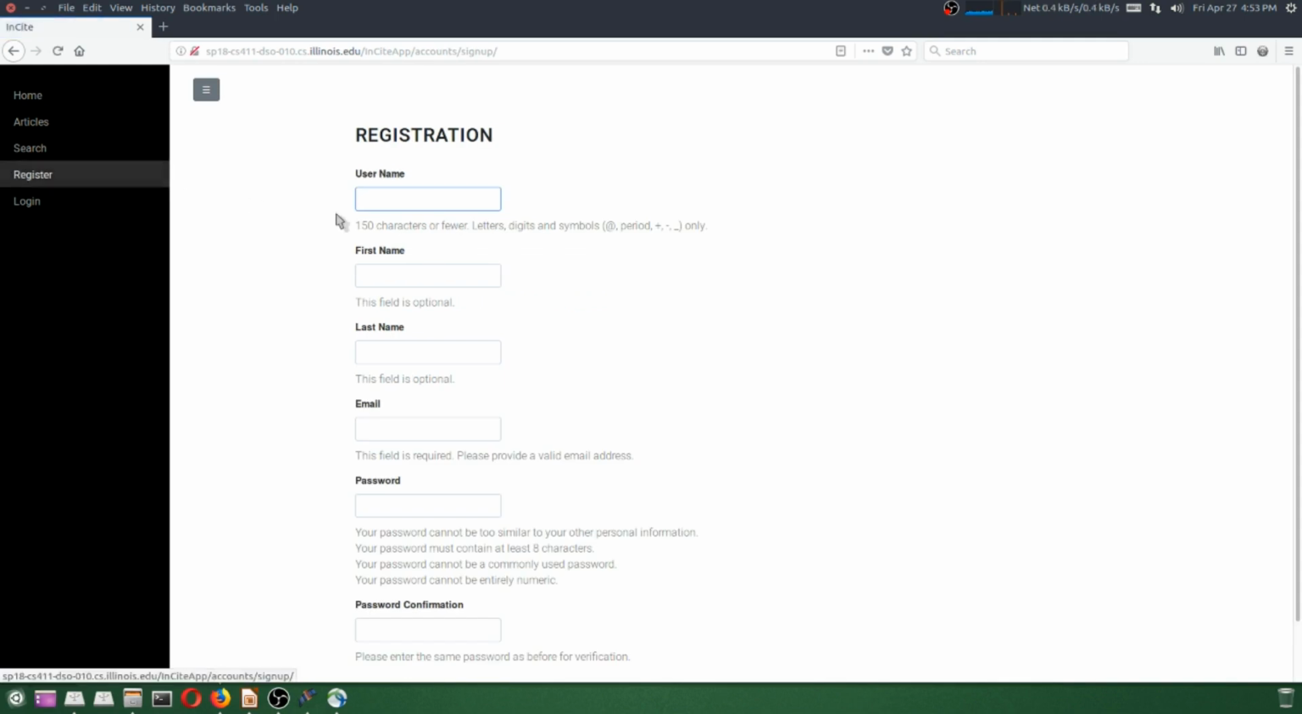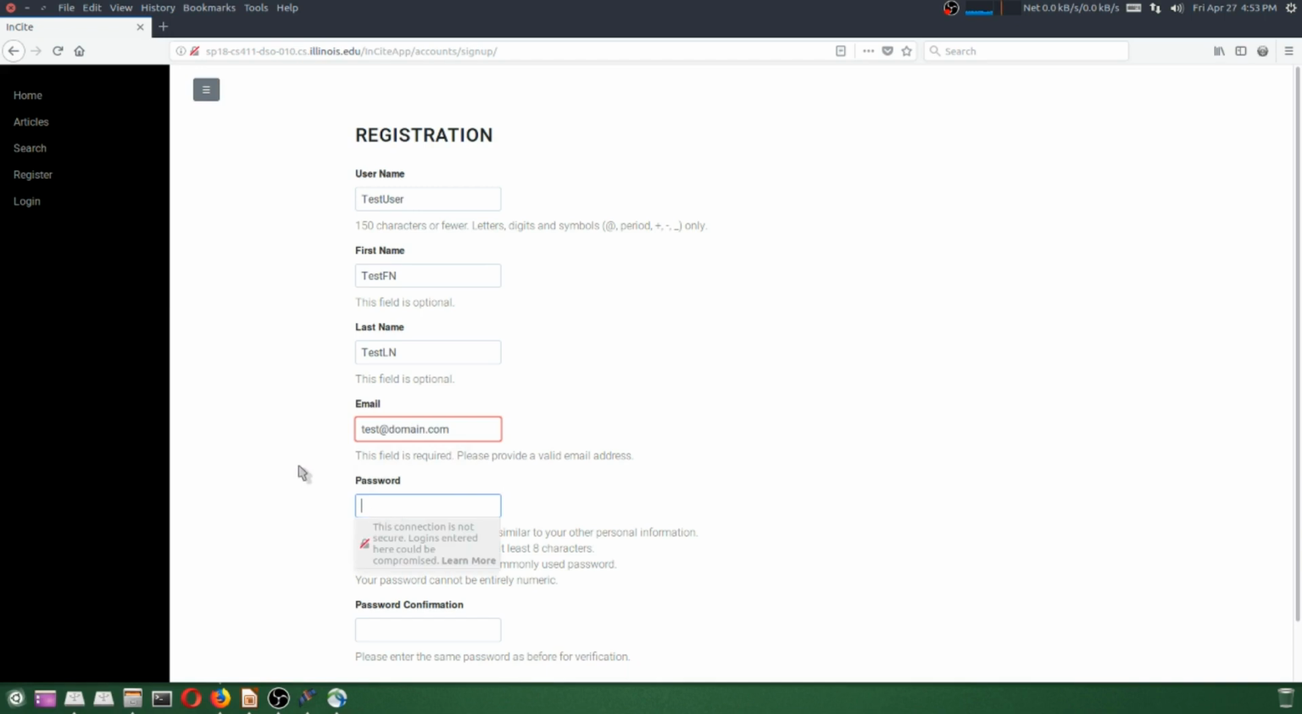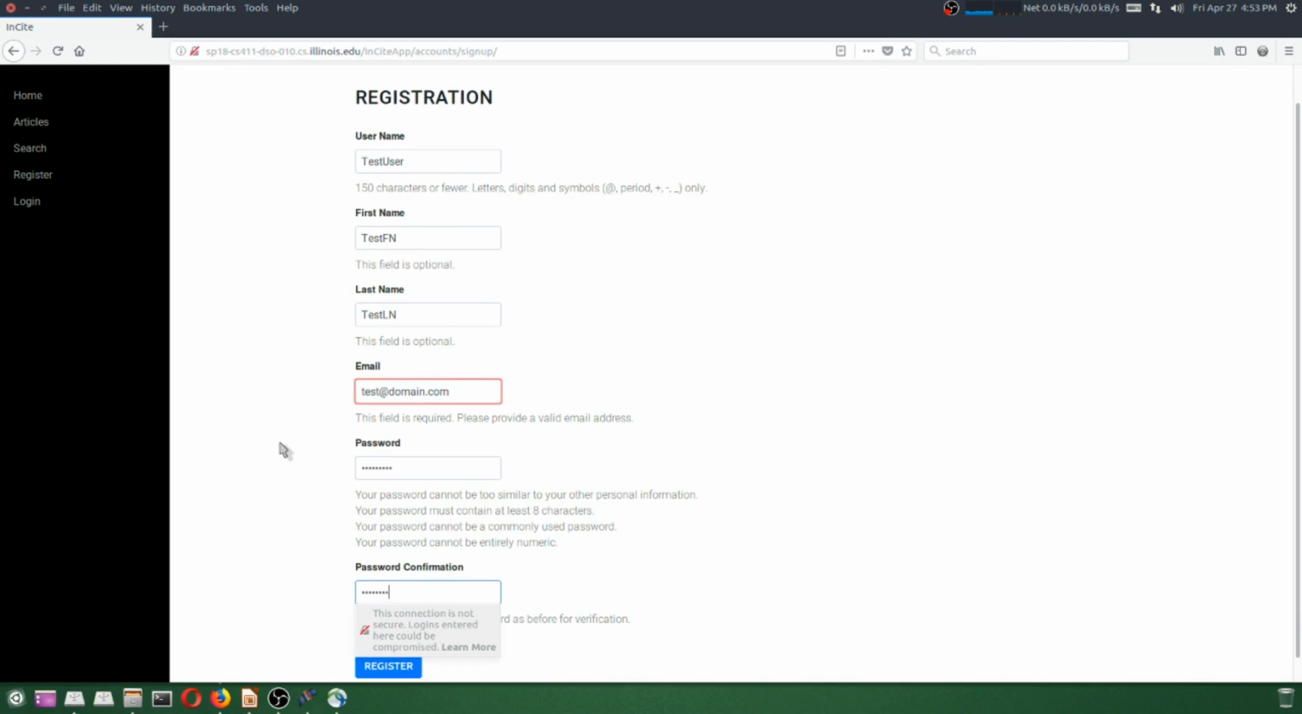Alright, to use the recommendation mode, you have to register a user account on the website. So I'm going to say test user, first name is testfn, last name is testln, email is test at domain.com. We probably should be using HTTPS, but as a demonstration project, I think this is good enough. Password, I'm just going to call it test123. Sorry, test123. Password confirmation, test123 pw.